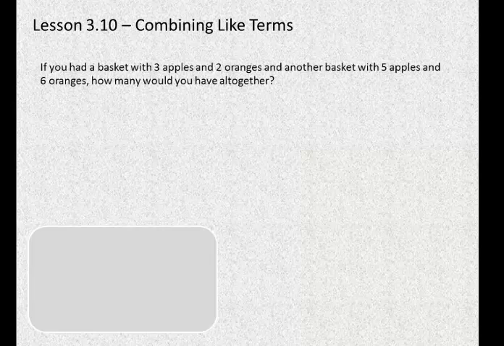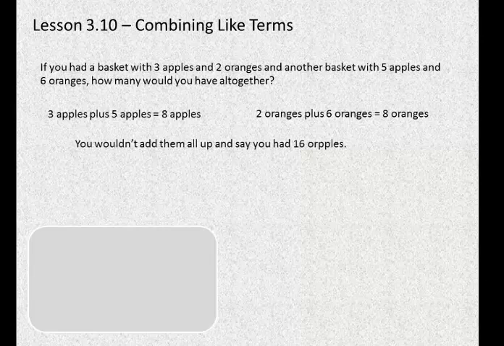If you had a basket, and in your basket you had 3 apples and 2 oranges, and then you get another basket with 5 apples and 6 oranges, how many would you have altogether? Well, you'd have 3 apples and 5 apples, so you'd have 8 apples, and you'd have 2 oranges and 6 oranges, so you'd have 8 oranges. But you wouldn't say you had 16 orpals.